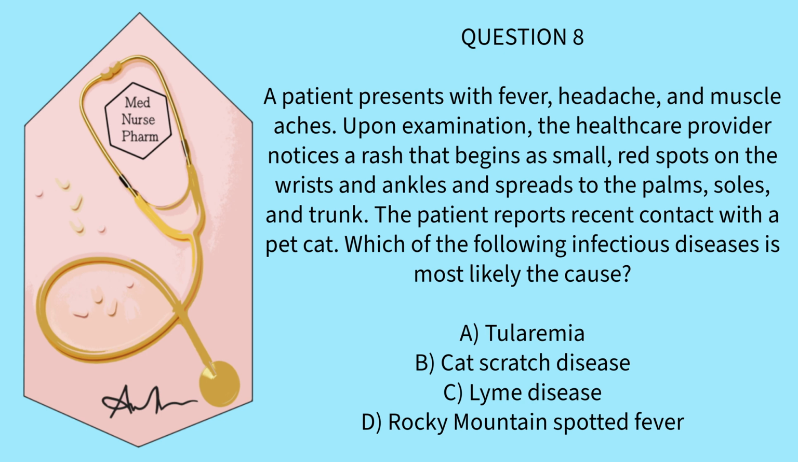Question 8. A patient presents with fever, headache, and muscle aches. Upon examination, the healthcare provider notices a rash that begins as small, red spots on the wrist and ankles and spreads to the palms, soles, and trunk. The patient reports recent contact with a pet cat. Which of the following infectious diseases is most likely the cause? Tularemia, cat scratch disease, Lyme disease, Rocky Mountain spotted fever. Pause the video and select your answer.